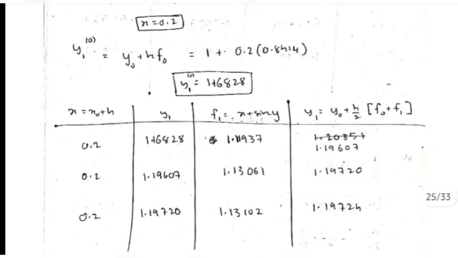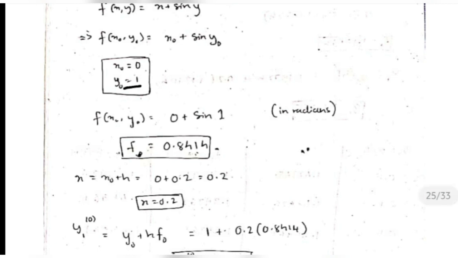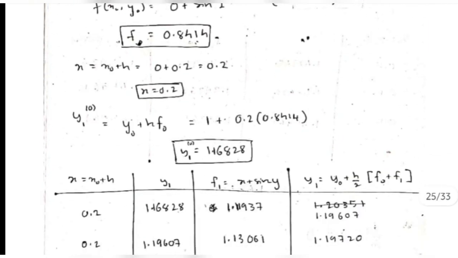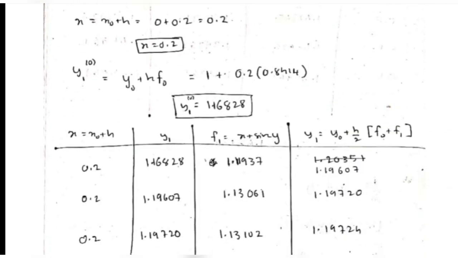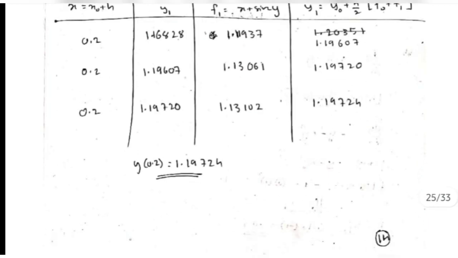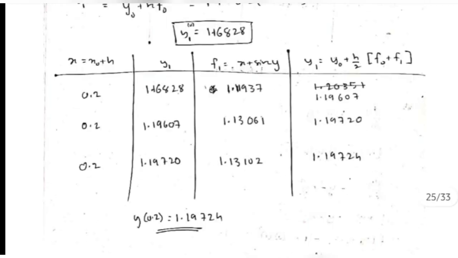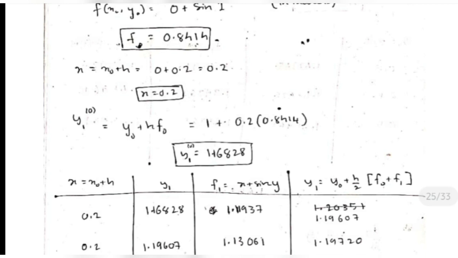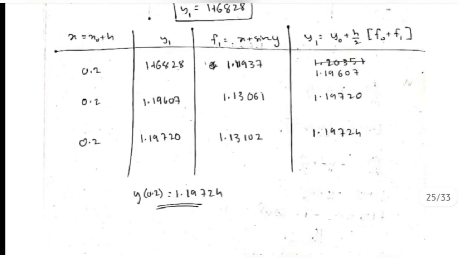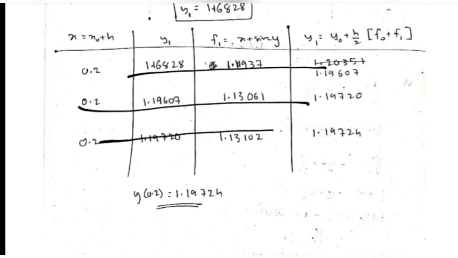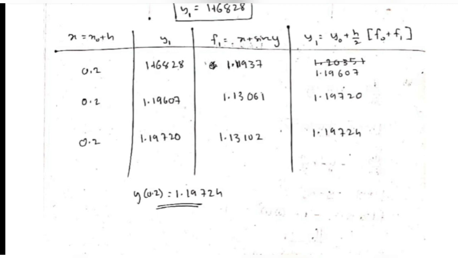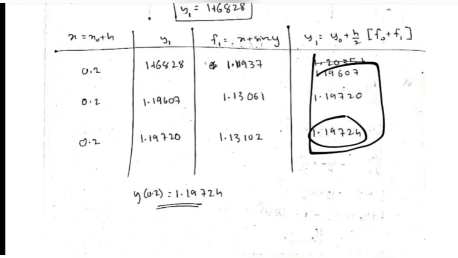See, before what was y naught? This one, right? So instead of 1 we will be using 1.19, this value. When we use this value we will get a new y1 value, and using that value we'll find the remaining terms. So the same process we have to repeat, and after repeating 3 times, the final answer you will get here, and that is y of 0.4.